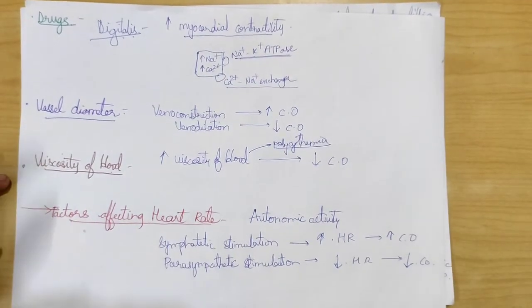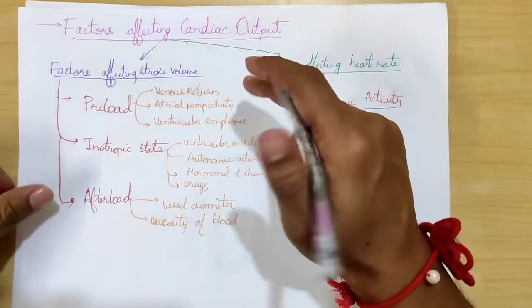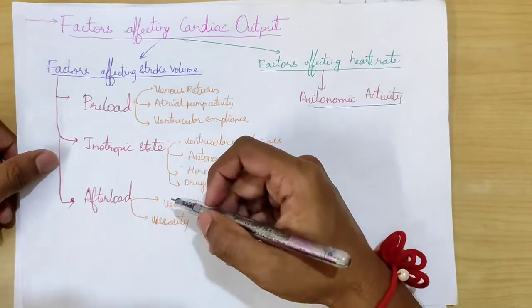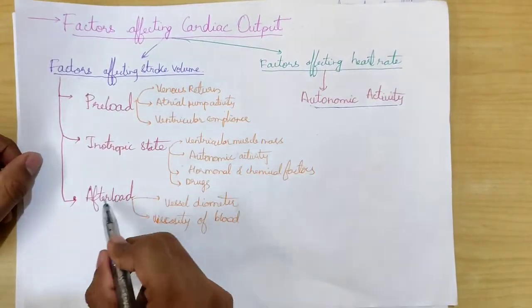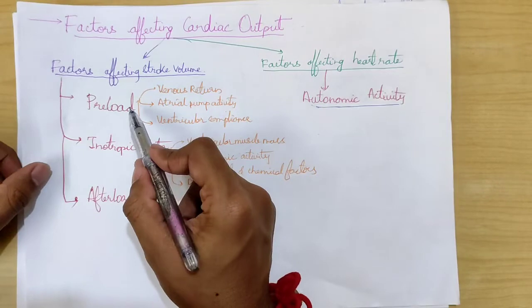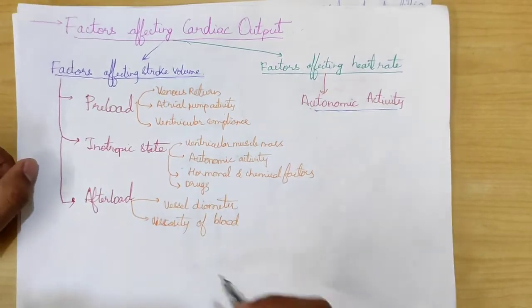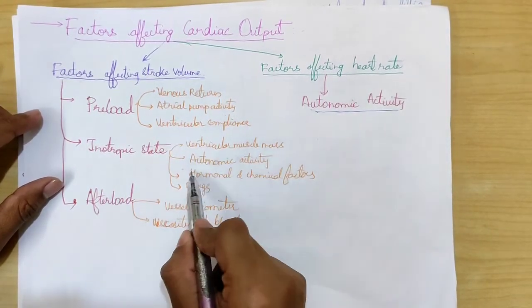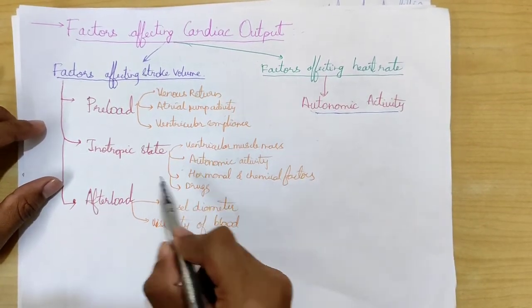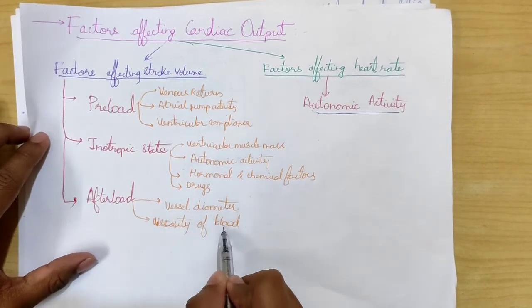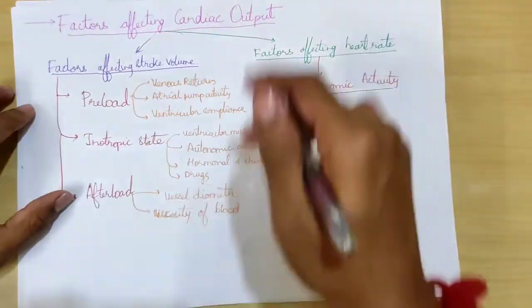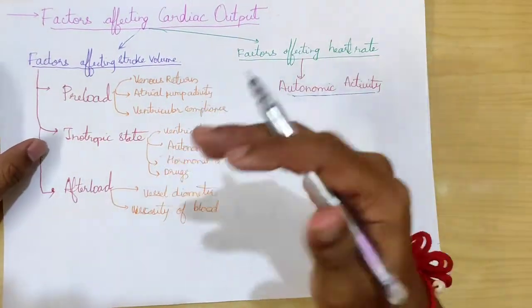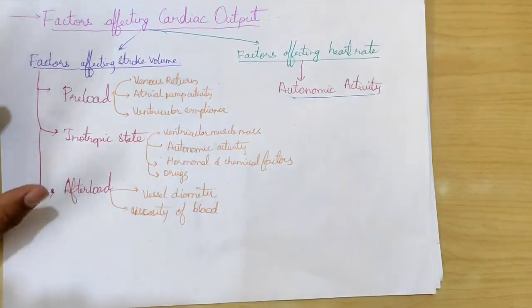So in this video we talked about the factors affecting the cardiac output, that is the factors affecting stroke volume and the factors affecting heart rate. Under the stroke volume factors we discussed preload, inotropic state and the afterload, and also the factors affecting them, that is venous return, atrial pump activity, ventricular compliance in the preload, ventricular muscle mass, autonomic activity, hormonal and chemical factors, drugs in the inotropic state, and the vessel diameter and the viscosity of blood in the afterload. So you can write this flowchart in a board examination if this question is asked in the exam, and also define all these topics under this flowchart.